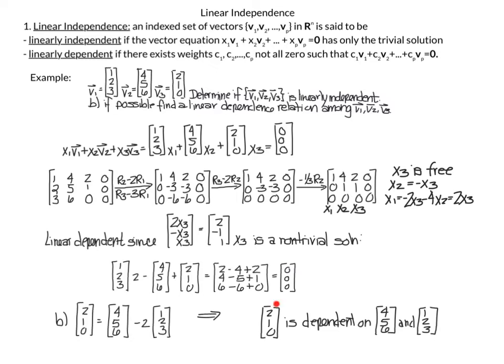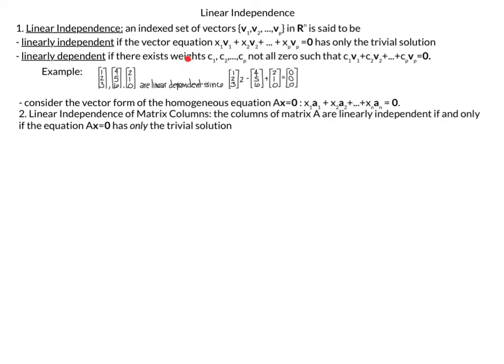And to be honest, you could have solved for any one of these three vectors. I just chose to solve for V3. But you can say V1 is dependent on V2 and V3, or you could say V2 is dependent on V1 and V3. I have the last example summarized here. Obviously it doesn't have all the steps, but it's there for your reference.